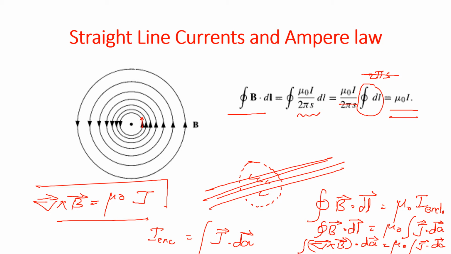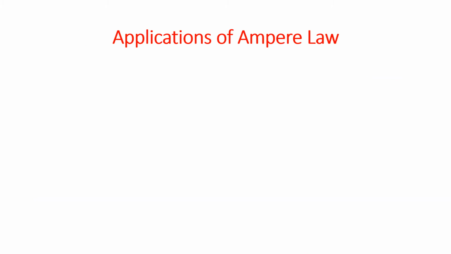This is another way of writing the same expression that we wrote above, that is integral B dot dl equal to mu 0 times I. Now, what is that Ampere law we wrote? We wrote Ampere law as integral B dot dl equal to mu 0 times I enclosed. We can derive this from the curl of B also, that we'll learn in the next slide. So this is the precise mathematical statement of what is called Ampere circuital law.